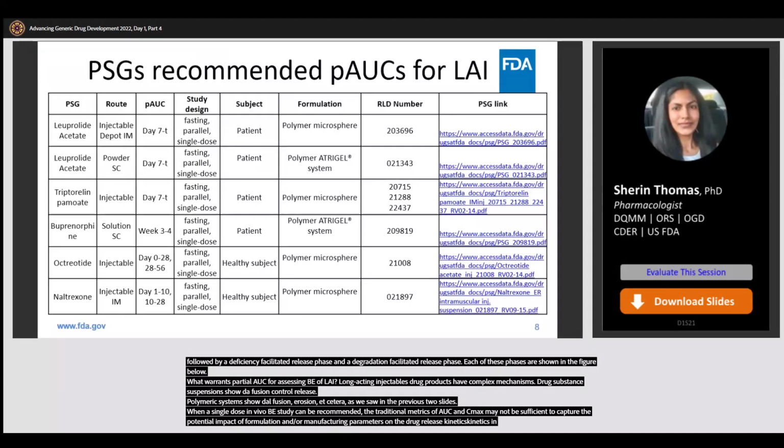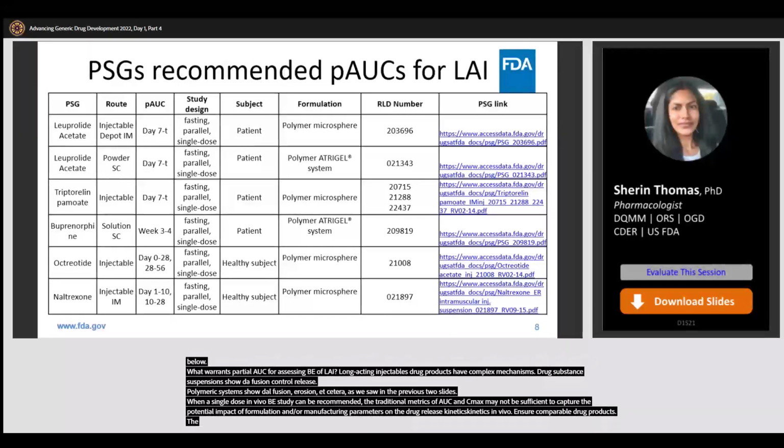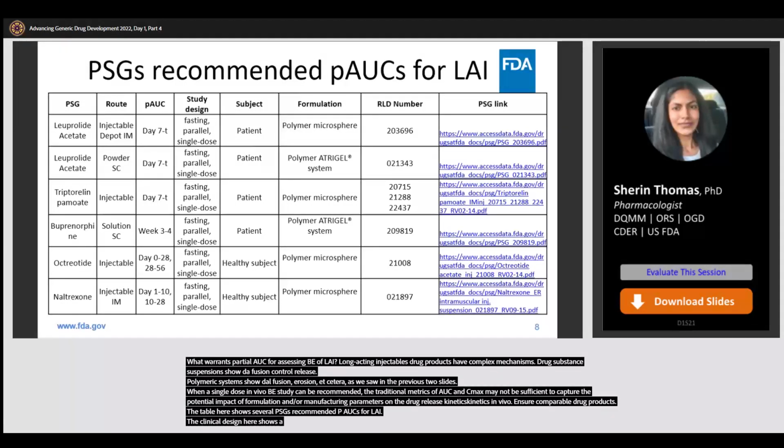The table here shows several PhDs that have recommended partial area under the curve for long-acting injectables. The examples include leuprolide acetate products, triptorelin, buprenorphine, octreotide, and naltrexone. The clinical design here shows a single-dose BE study, and the formulations involve polymeric systems such as microspheres and in situ gel systems. In the subsequent slides, we'll look at a couple of case examples.